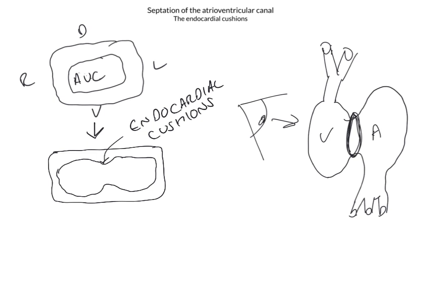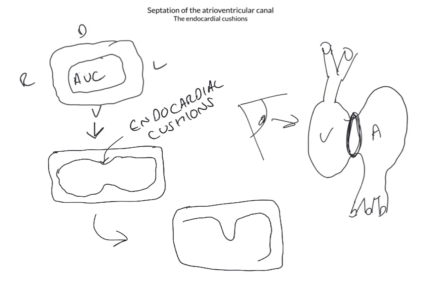These bumps continue to grow until they meet. So here we've got the final stage that we're going to draw. Once again, looking down upon the atrioventricular canal, we ultimately get to a point where the endocardial cushions meet together. These are the endocardial cushions, which have now grown further, and they separate the atrioventricular canal into left and right halves.